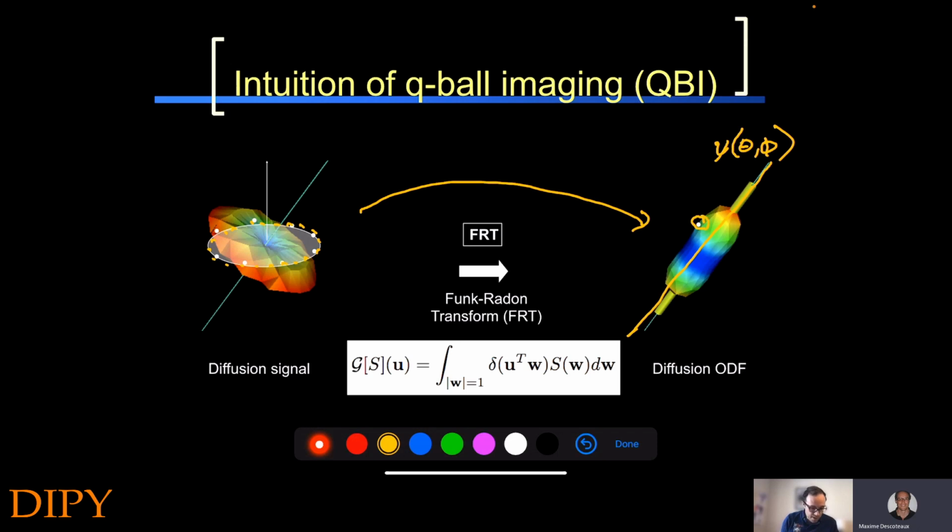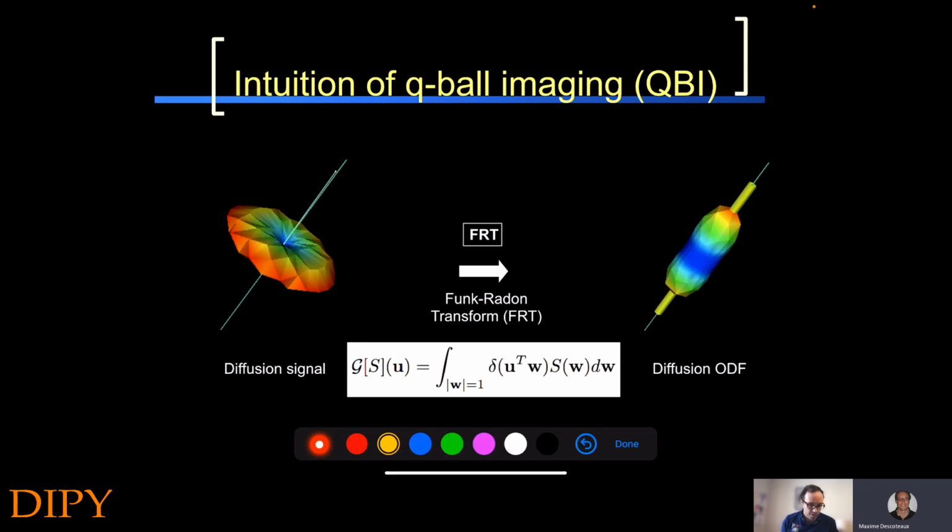So you can see if the direction that I chose is not aligned with the underlying fiber population, the value of this integral, the ODF that I get, is not maximal. If on the other hand, I choose the direction exactly aligned with the fiber population and I redo this Funk-Radon integral on the great circle, well, then this fits with the maximal value of the ODF.